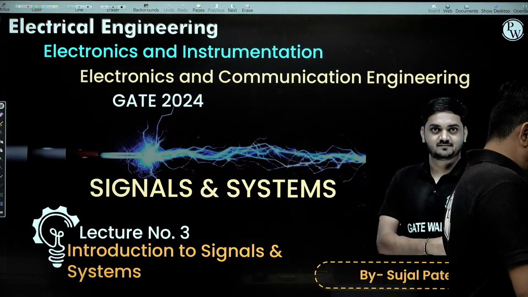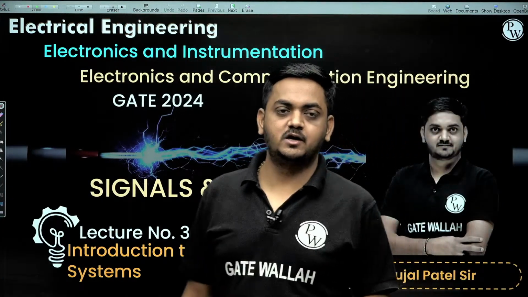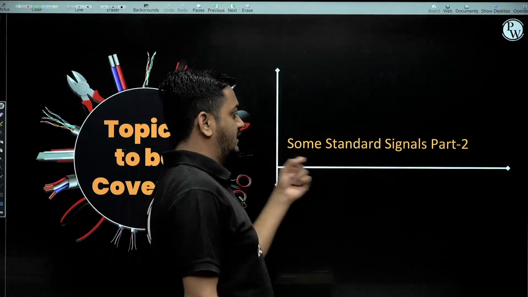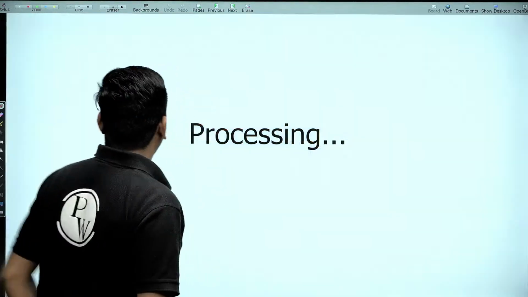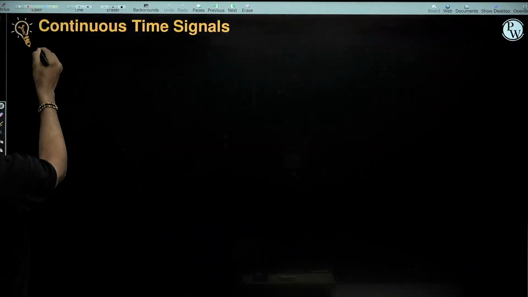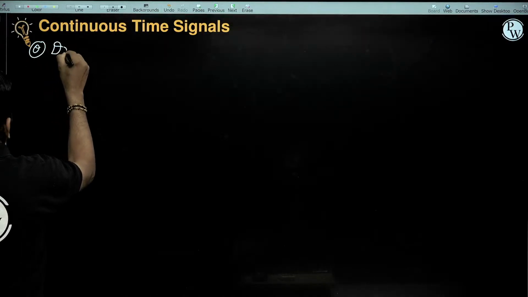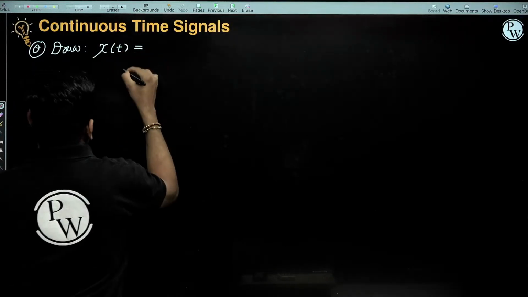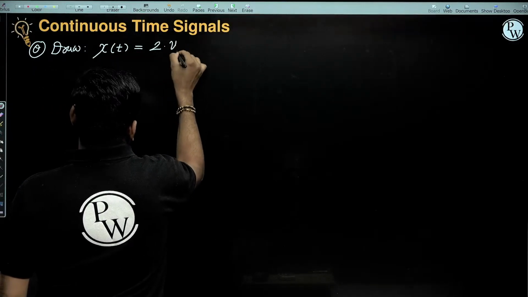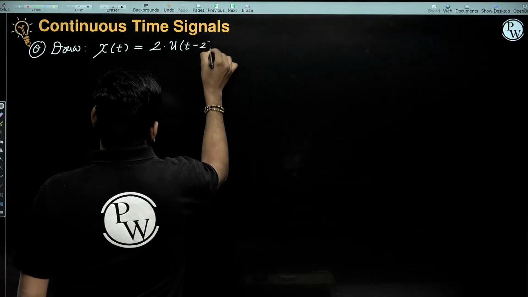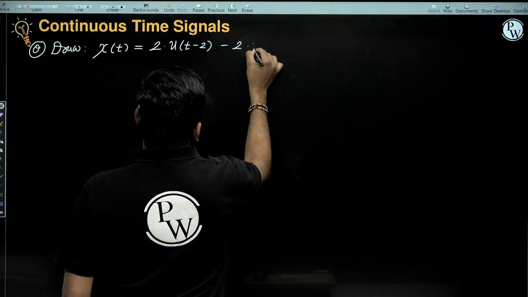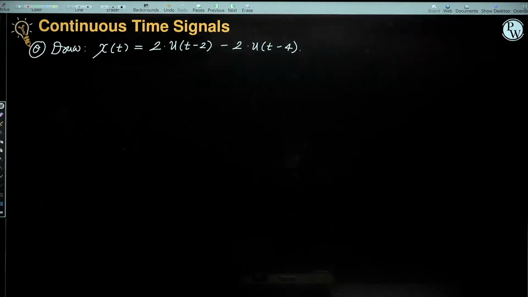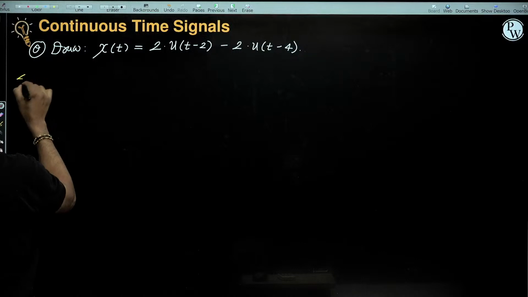Great. So let us continue further. Guys. Unit step function. So today we will study some standard signals and this is part 2. Unit step function. Suppose I am asking to draw x of t equal to 2 u of t minus 2 u of t minus 4, guys. Then what will be your answer, guys?